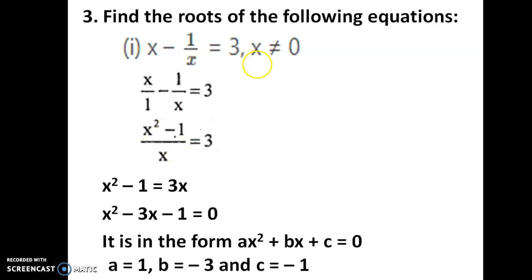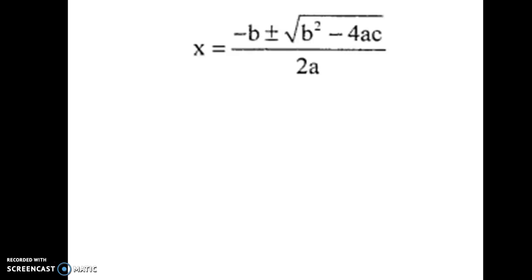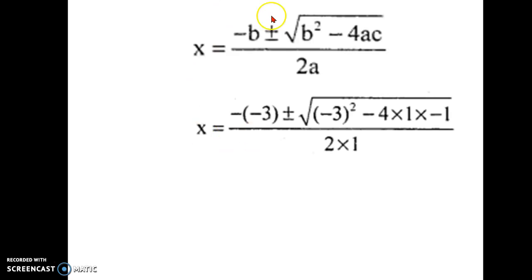Okay. So it is in the form of ax square plus bx plus c equal to 0. Okay. So we can use the quadratic formula to find out the roots. So here a is 1, b is minus 3 and c is minus 1. The quadratic formula is this one. So substitute all a, b, c in this formula. So after substituting I got minus of minus 3 plus or minus root of minus 3 the whole square minus 4 into 1 into minus 1, by 2a. 2a is 2 into 1.